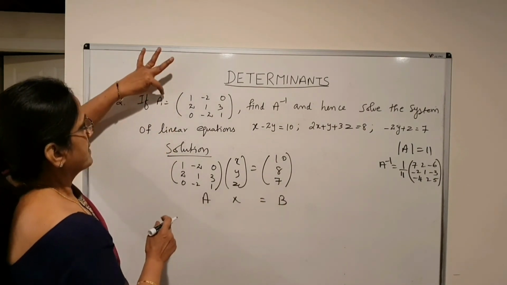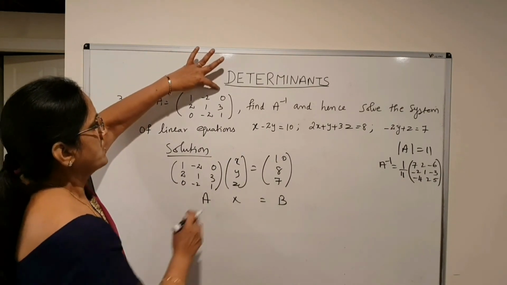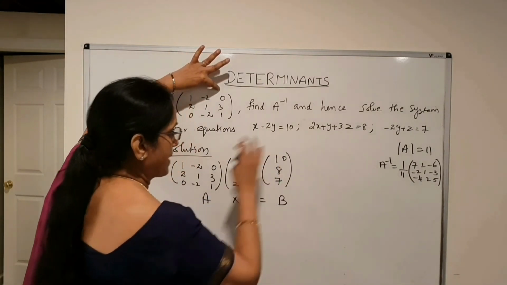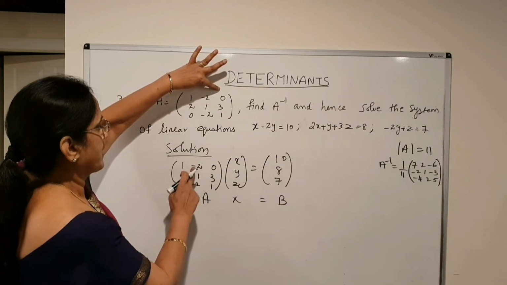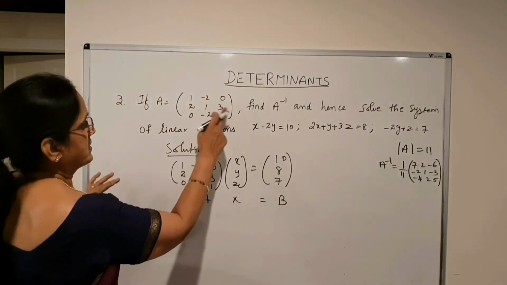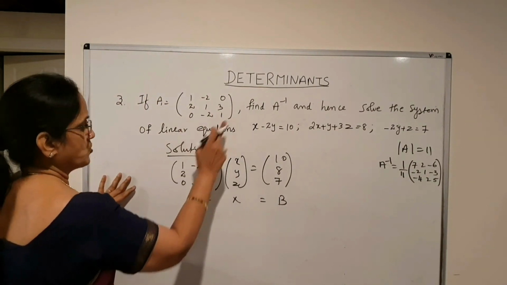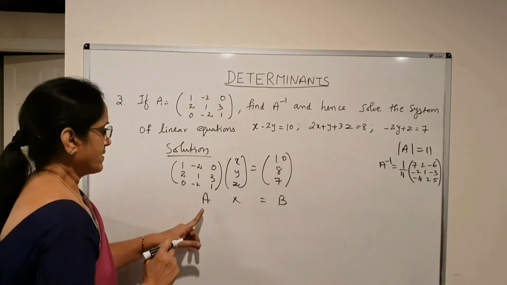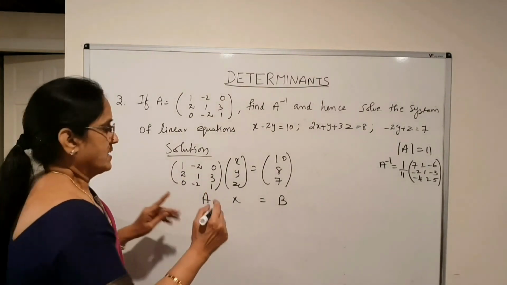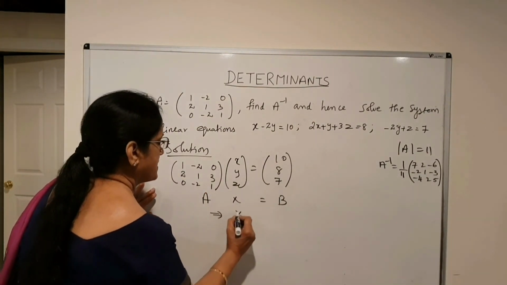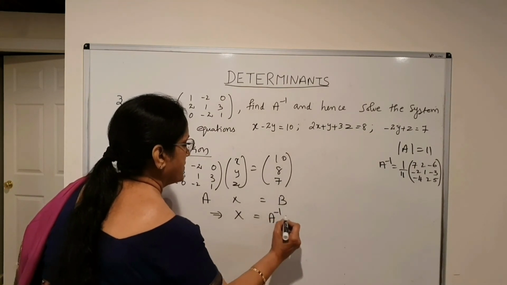Now you compare. A is 1, -2, 0. Now I put this equation in matrix form, and there also I am getting 1, -2, 0, 2, 1, 3, 0, -2, 1. That's why I wrote the notation here as A. This implies X is equal to A inverse B.